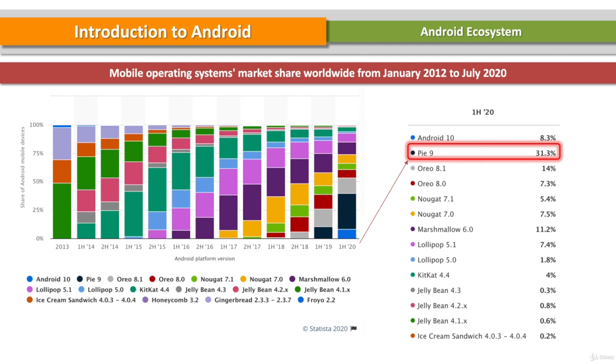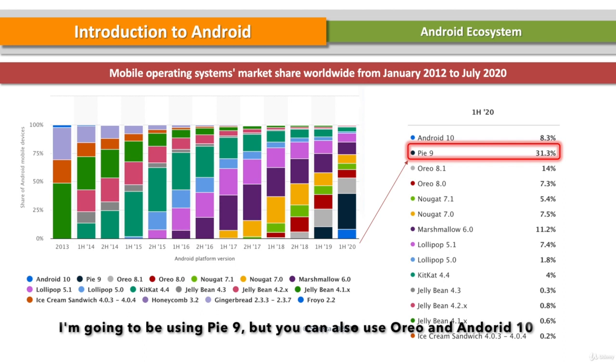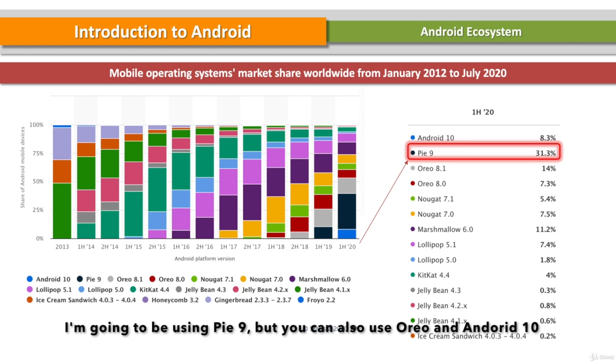But in any event, since Android Pie 9.0 is the most widely used, I'm going to be using Pie 9 here during the course. But you can also use Android 8 and 10. And you'll see why shortly.